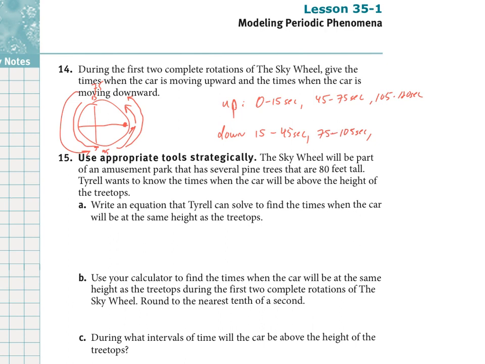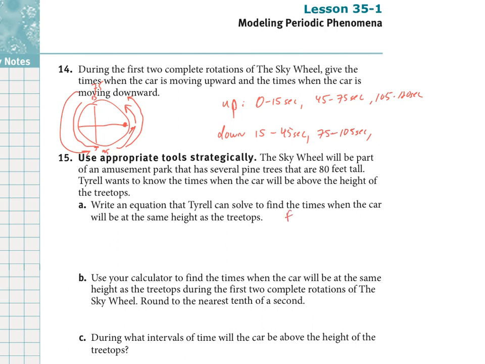So the Skywheel will be a part of an amusement park that has several pine trees that are 80 feet tall. Tyrell wants to know the times the car will be above the height of the tree tops. So we're going to write an equation that Tyrell can solve to find the times. So obviously we're interested in the height. The height is our function.